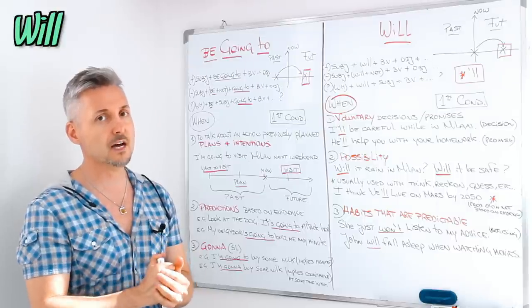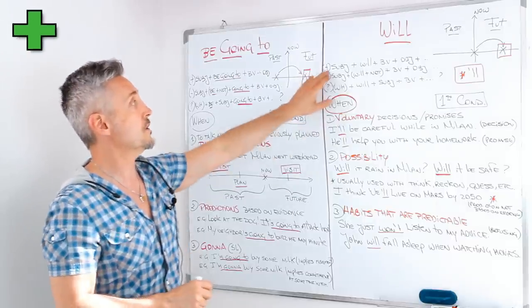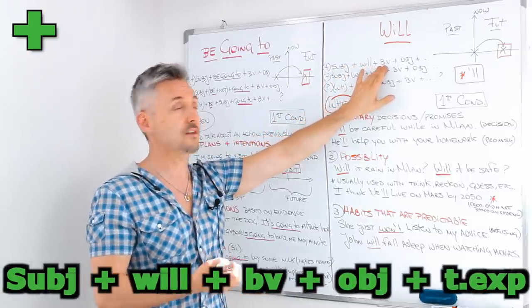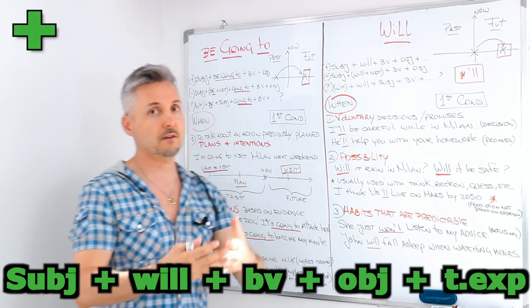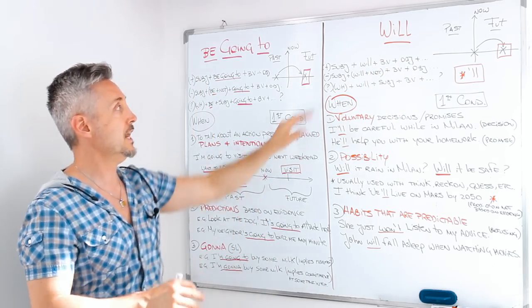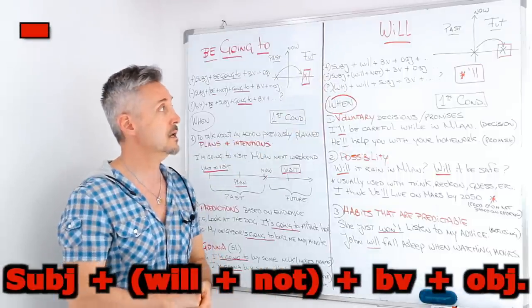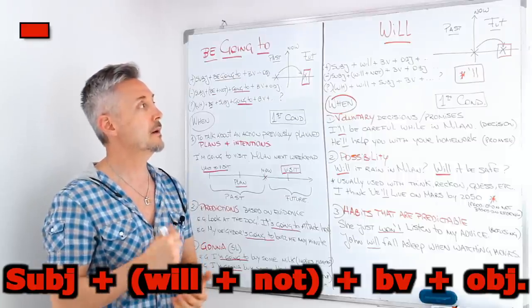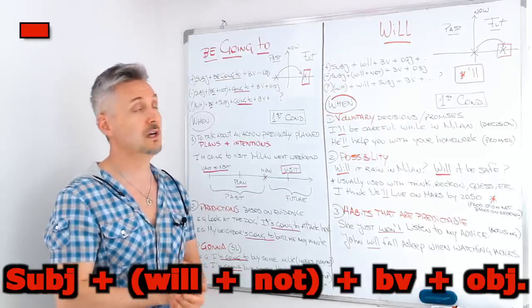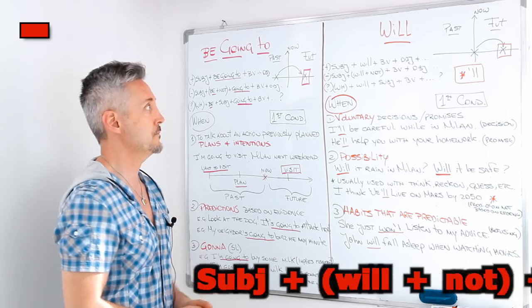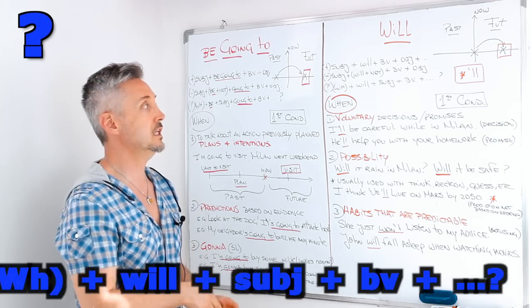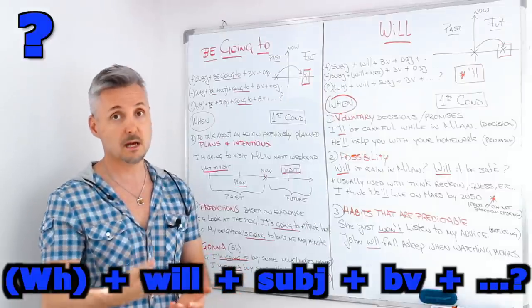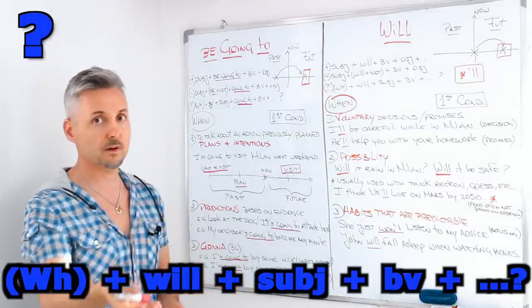Let's look at the different types of sentences. So for a positive sentence, we need the subject plus will plus the base of the verb, then the object, and then whatever the time expression. Then for a negative sentence, we need the subject plus will plus not. So it would be won't plus the base of the verb plus the object and then the time expression, if any. For an interrogative sentence, we need the WH question word, if any. Then we need the will, then the subject, and then the base of the verb, and then whatever is next.